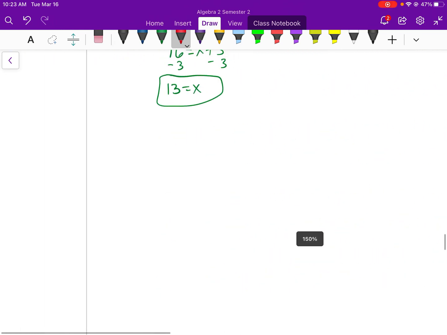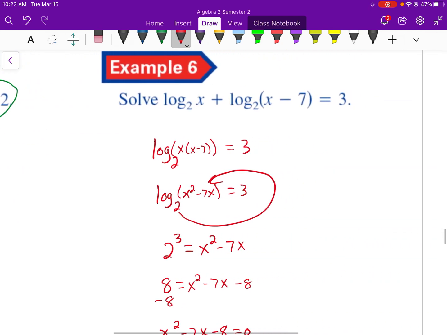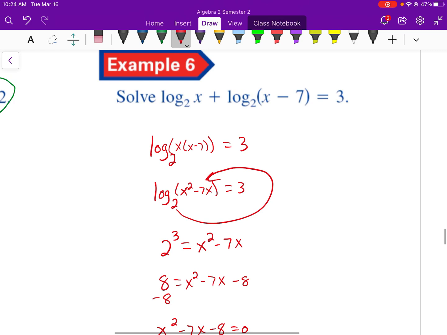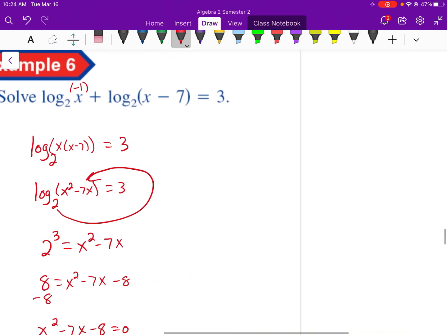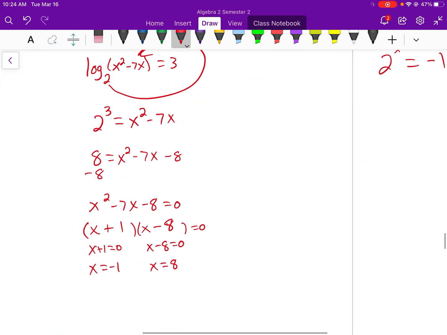Now again, make sure to check your answers. When I plug in negative 1, that's going to make the argument negative 1. We cannot have a negative argument, because if you break down log base 2 of negative 1, 2 to a power equals negative 1. We can't take 2 to any power to get negative 1. The base would have to be negative, which we never have with logarithms. The base is always positive. So whenever that argument is negative, that is an extraneous solution, so we have to kick that one out.